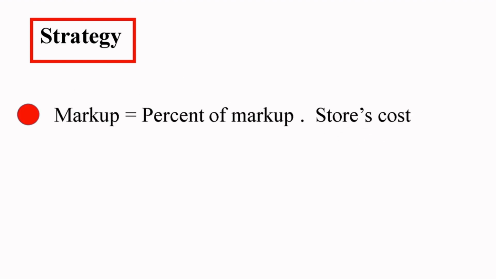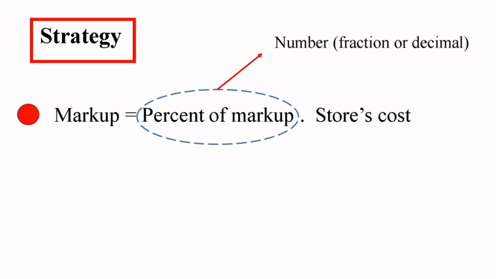We may face two types of different questions in this part. The first type of question that you may encounter is going to give you percent of markup, and it's going to give you a store's cost, and it expects you to calculate markup. It's really easy. Markup is equal to percent of markup times store's cost. But there's a really important point here. You must pay attention and be careful, because percent of markup here must be written as a number, not a percentage. Number means you must write it as a fraction or decimal.